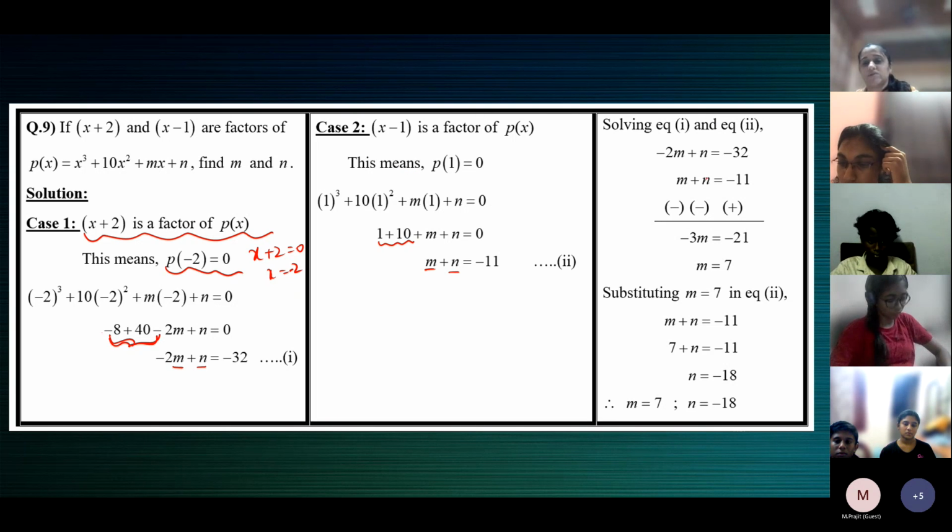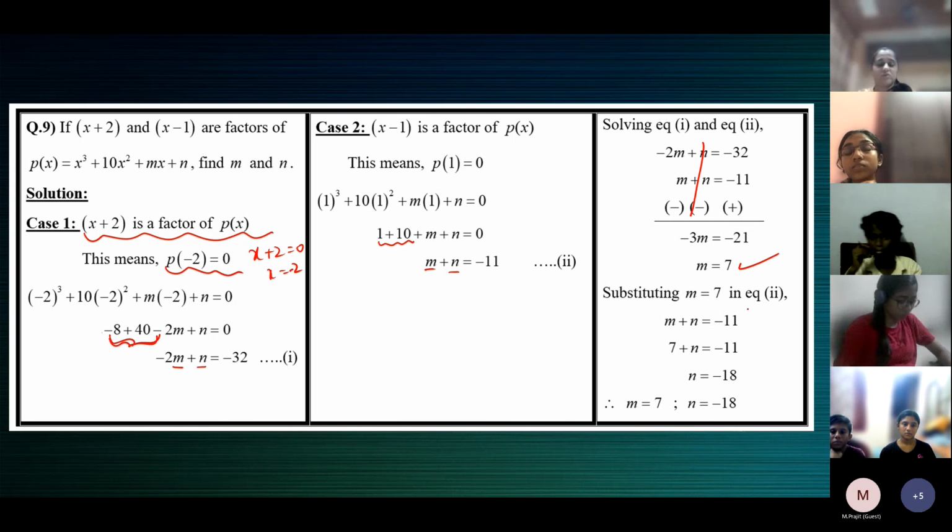So you write the equations one below the other and you have to change the signs. N minus n cancels. M is 7. And when you substitute m is 7 in one of the equations, you can put it in equation 1 or in equation 2, any one equation. You find the value of n, minus 18.